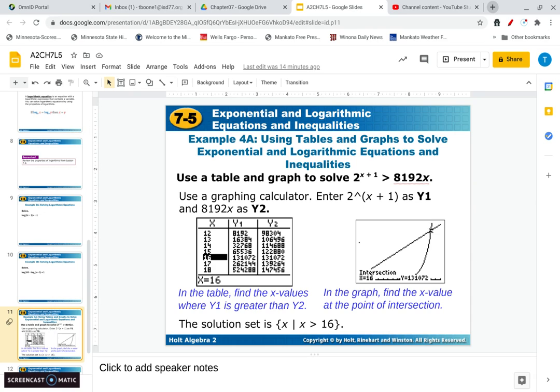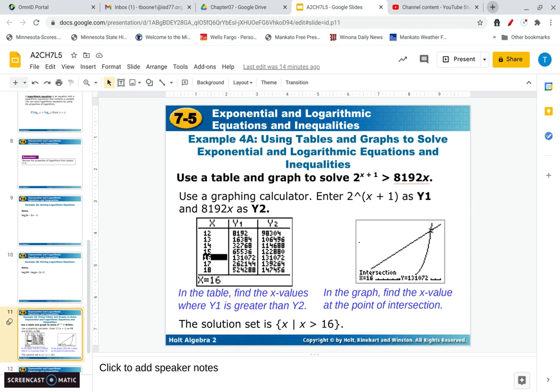All right, some other things as far as using tables and graphs to solve inequalities. You can just go ahead and type in 2 to the x plus 1 as y1. Type in 8,192x as y2. You can graph it. You can certainly do that on Desmos as well and use the view window to see where one is bigger than the other. You can always use that. It's a good thing to use. Desmos is a nice thing to have there.